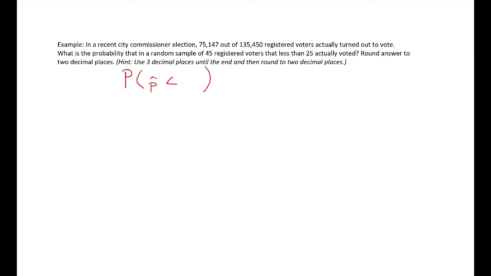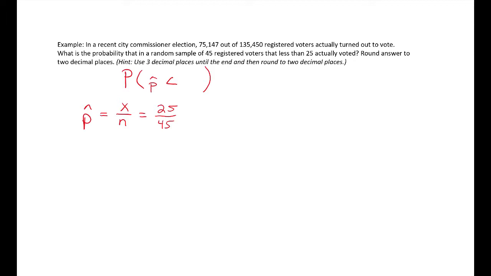So what is our sample proportion? What do we fill in into our parentheses there? Well, let's go through and identify it. P hat will be the number of people that voted divided by our sample size. In this case, we're trying to see if less than 25 people actually voted. So our P hat is going to be 25 divided by the total number of registered voters that we're looking at, which is the 45 in our sample. N is your sample size.